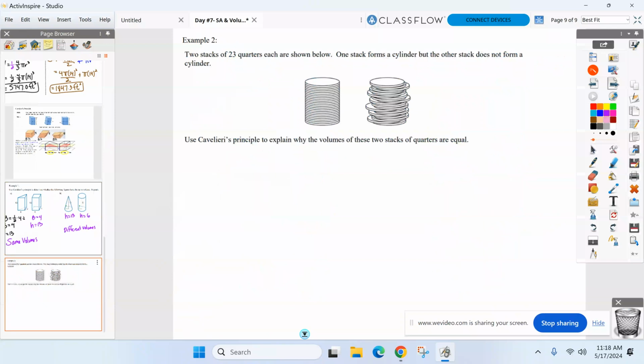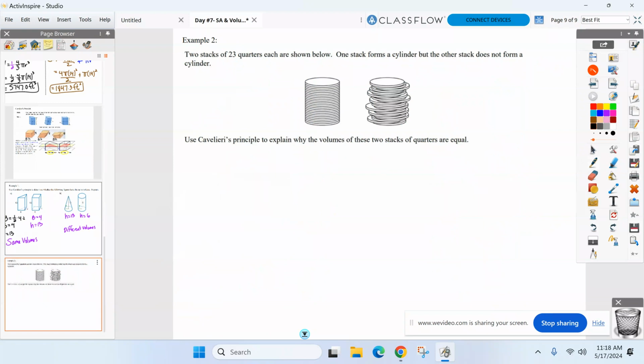All right, use Cavalieri's principle to explain why the volumes are equal. Again, you have no numbers here other than the 23 quarters. So you literally can't calculate the volume to show me they're equal. That's why I need you to understand what the principle says here. All right, let's talk base area. What's the base of this stack?